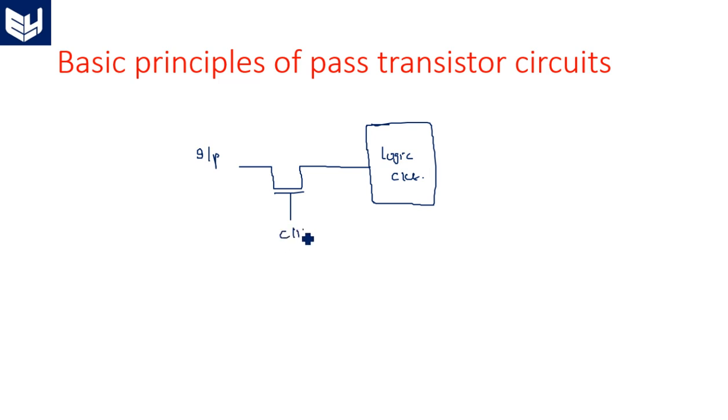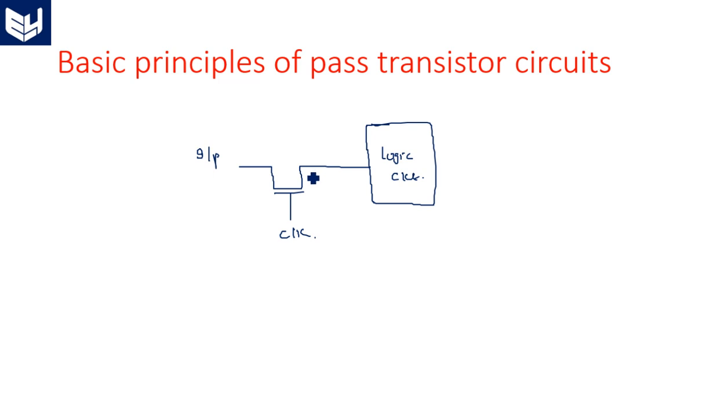Here we have some clock signal. This is the input. The clock signal is nothing but a control input for this transistor. Based on this clock signal, on-off conditions will be there, and the transistor becomes on and off when clock is equal to 1 and 0 respectively, and the input is applied to this logic circuit.